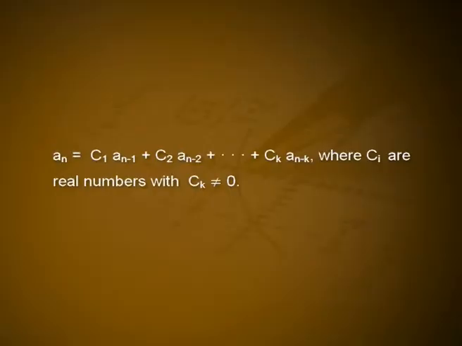Otherwise, it is called non-homogeneous. The coefficients Ci may depend on n, but here we will assume that they are constant unless otherwise stated. Note, a general form of a linear homogeneous recurrence relation of degree k with constant coefficients is of the form a_n is equal to C1 into a_(n-1) plus C2 into a_(n-2) plus etc. plus Ck into a_(n-k), where Ci are real numbers with Ck not equal to 0.